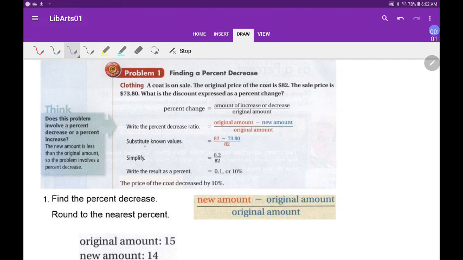So we're doing a percent decrease. The coat is on sale. The original price of the coat is $82. The sale price is $73.80. What is the discount expressed as a percent change?